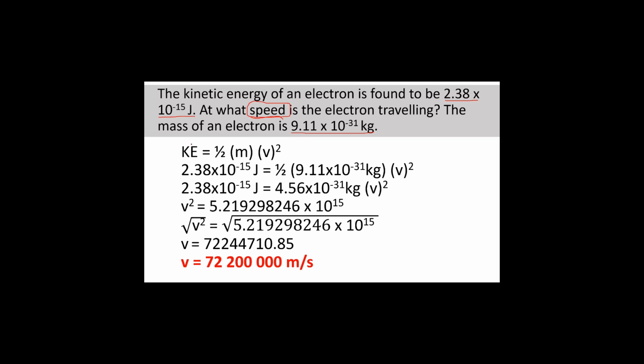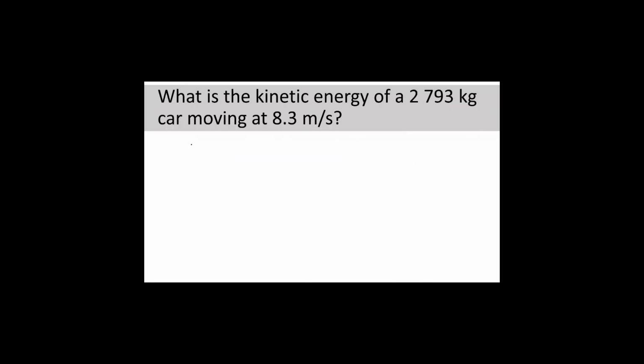So let's try another example. What is the kinetic energy of a 2,793 kilogram car? So we are looking for the kinetic energy. The mass is given, which is equal to 2,793 kilograms, and the velocity is equal to 8.3 meters per second. So using the equation of kinetic energy, we substitute the mass and its velocity.